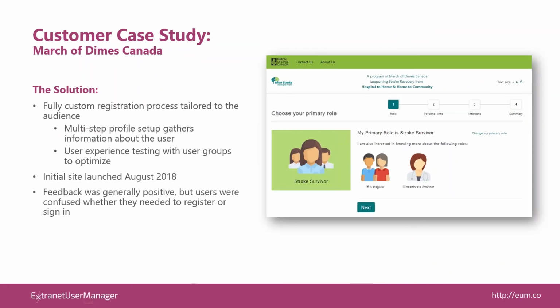So a little background, we were engaged by March of Dimes last year to build a site called Afterstroke, which is intended to target stroke survivors, caregivers, and healthcare providers related to stroke. The idea was to collect demographic information around those people, to build an online community, and to provide online support services that are tailored to those particular audiences. So there's a custom registration process that walks people through that profiling process, and there are multiple steps in there.